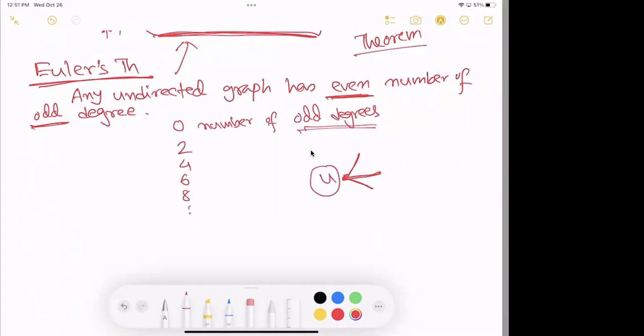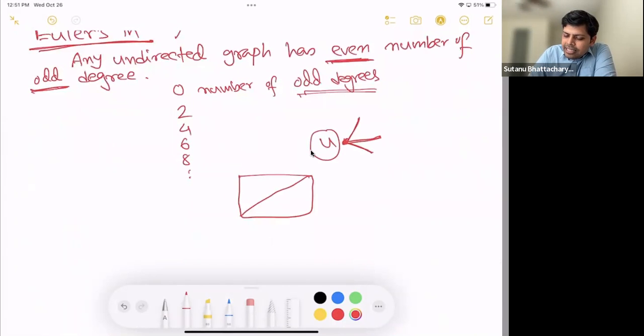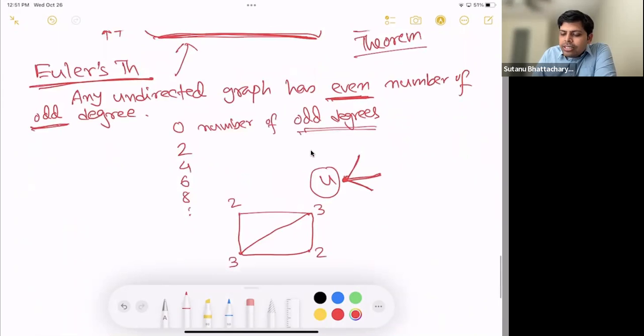I'm not sure about that. Okay, so let's take one example. It is an undirected graph, and let's take this graph. The degree of this node is 2, this node is 3, this one is 2, and this node is 3. So how many odd degree vertices are there? This is one odd degree vertex, and this is another. The number of odd degree vertices is even. So for this particular graph, this is true. Let's take another graph.